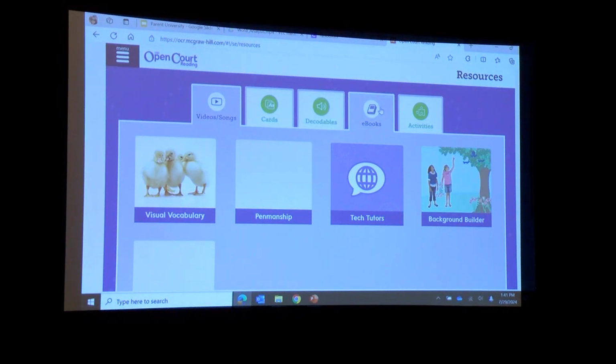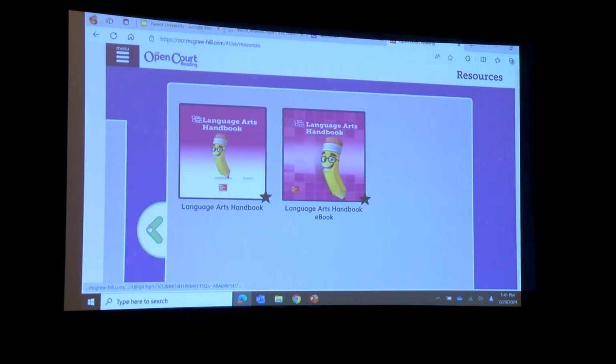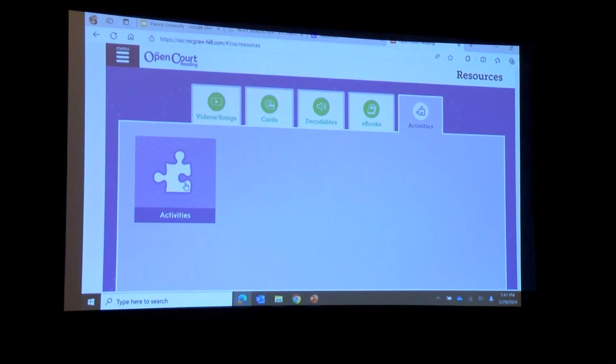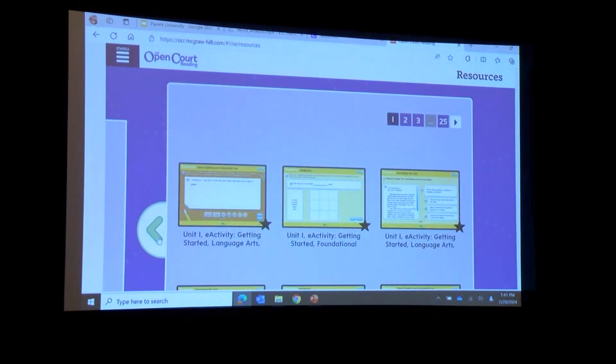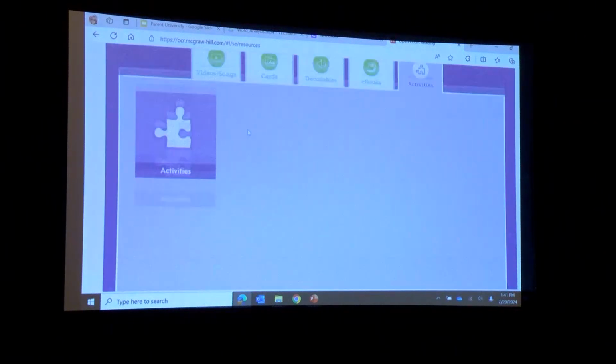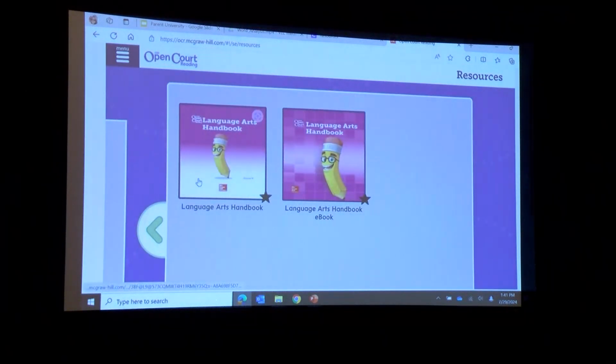And this is where they have the ebooks. So your language arts handbook will be in here. Activities, okay. So there is an online component. The anthology is what you want to do.